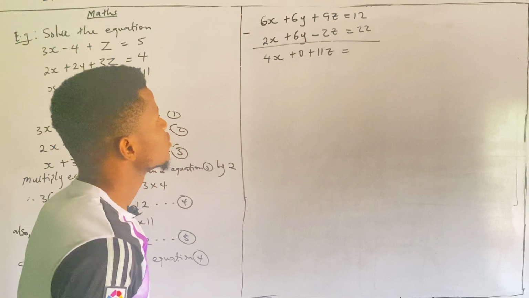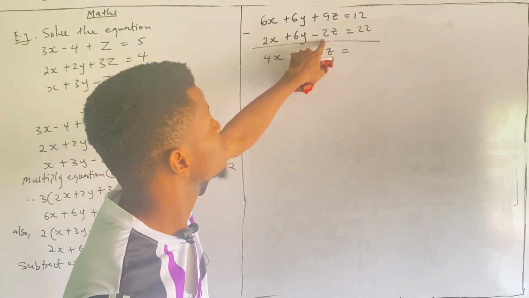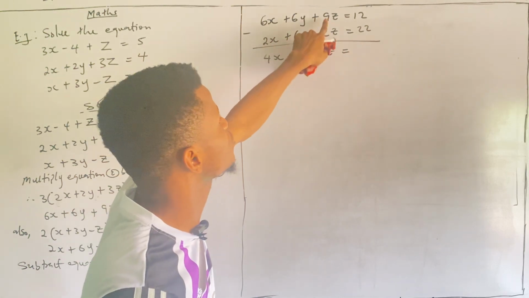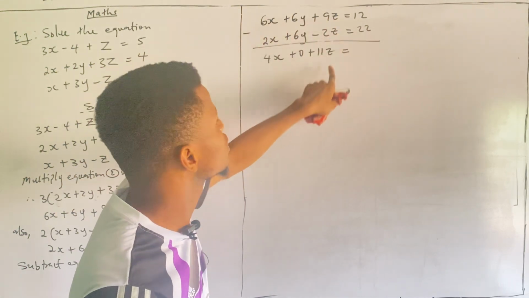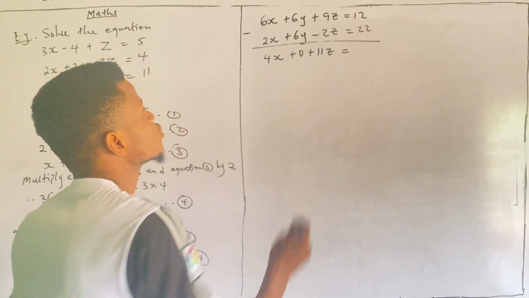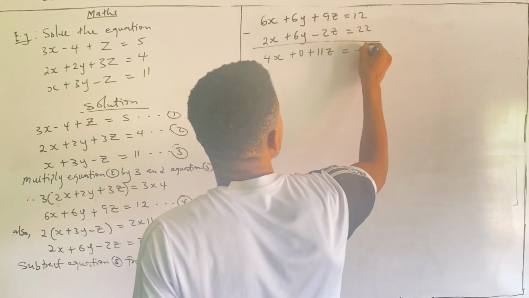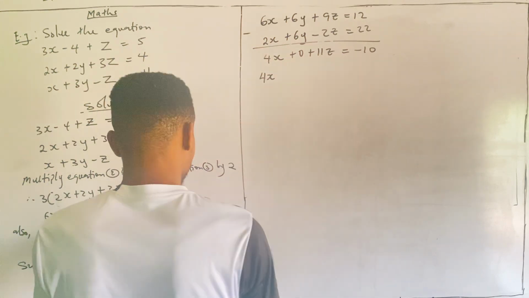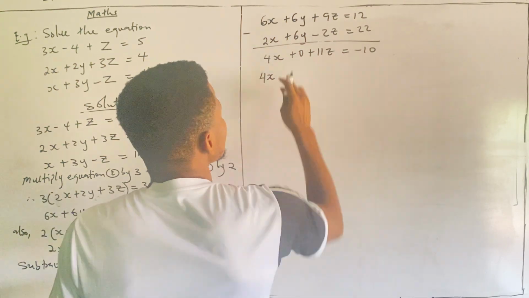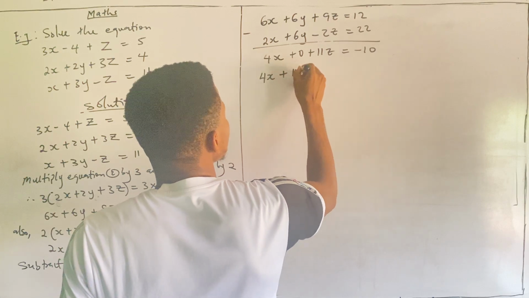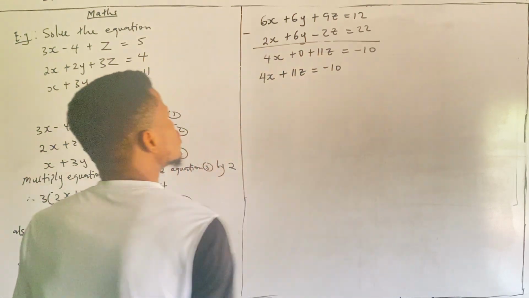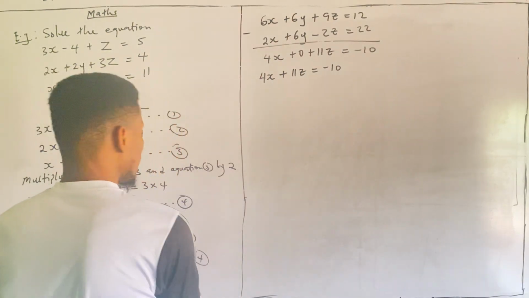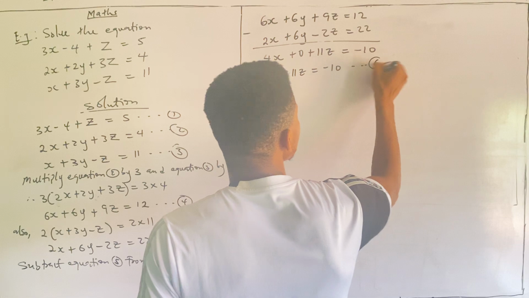Because minus minus is plus, this is 9z minus minus 2z, so this is 9z plus 2z, which is 11z. Then 12 minus 22 is minus 10. If we simplify this further, we have 4x plus 0 is nothing, then plus 11z equals minus 10. So at this point, we have developed a new equation. We already have 5 equations, so the next should be equation 6.